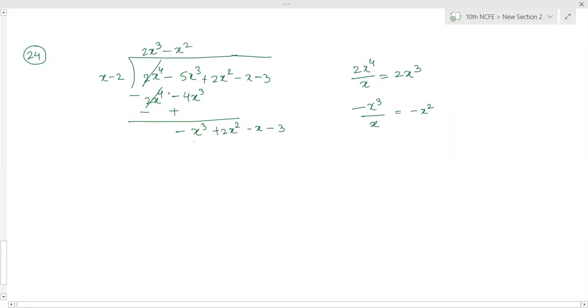Always check the sign. Okay. So minus x square into x is minus x cube. Minus x square into minus 2 is plus 2x square. Subtracting, the signs change and these get cancelled. This and this also get cancelled. So minus x minus 3. Now what is the quotient next?